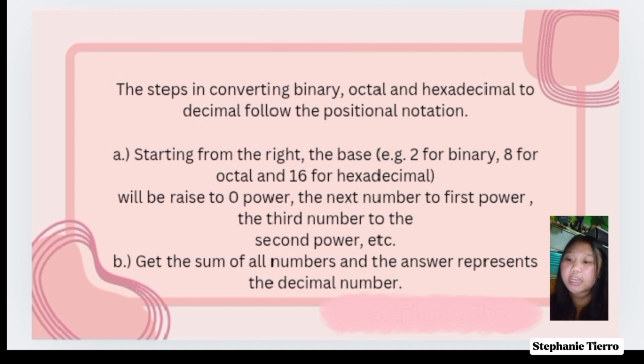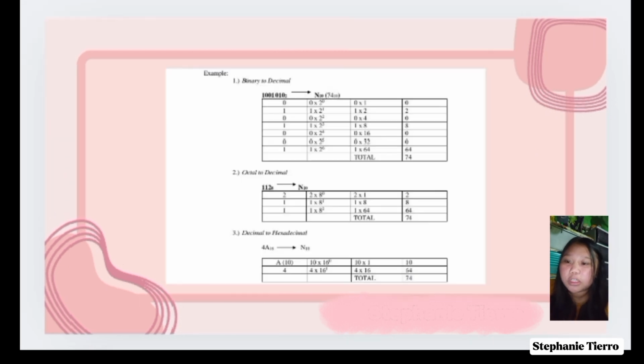So, itry natin tong example na binary to decimal. Yung nakalagay dito is 010 0101 001. Si 01, start tayo kay 0 muna. 0 times 2 is equal to 0.